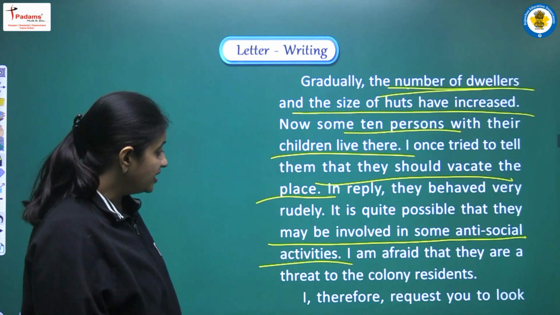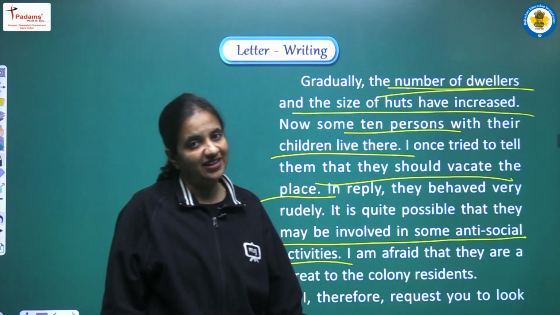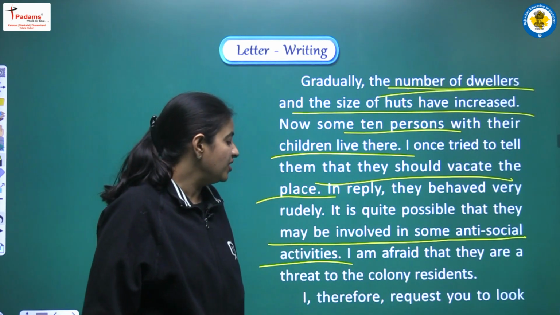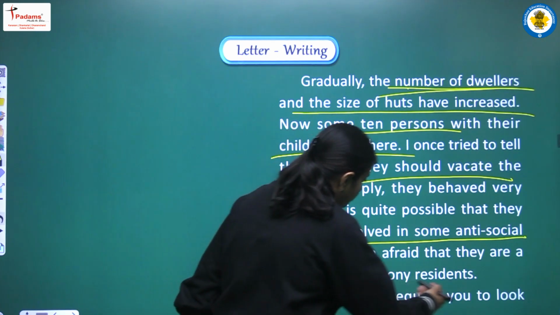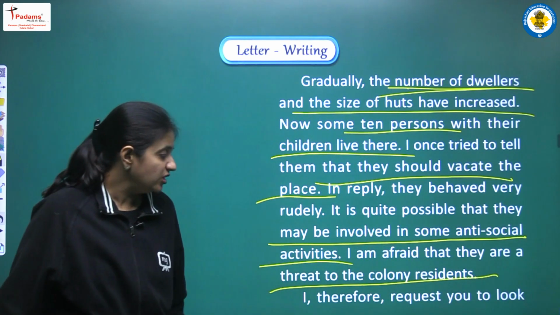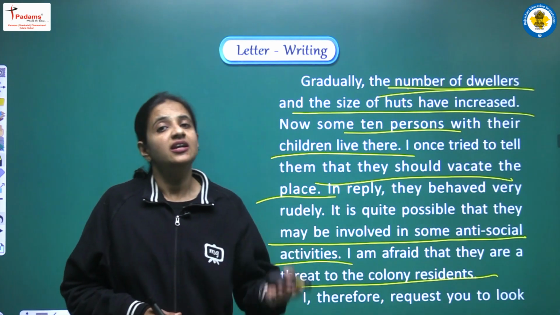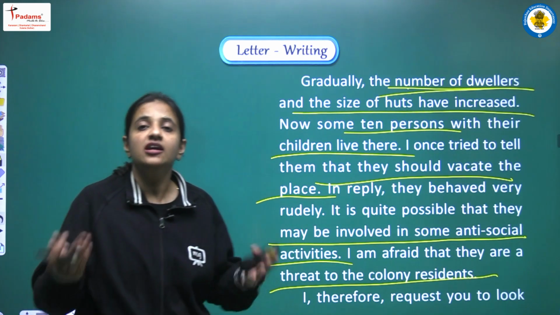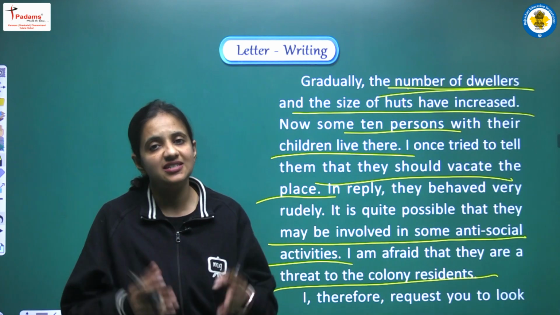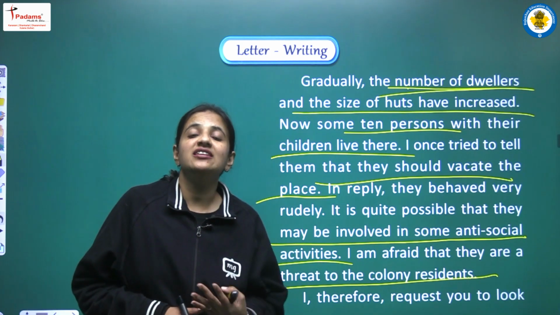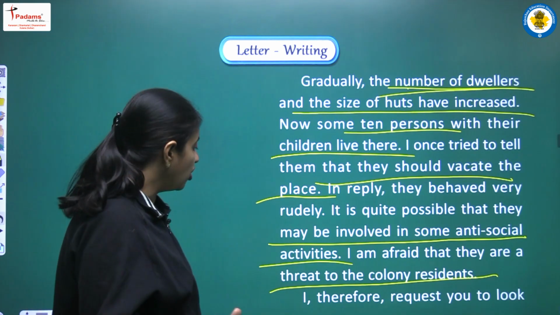I am afraid that they are a threat to the colony residents. And finally, we are writing that we are very much afraid. Why? Because these people can be a threat to the colony residents, because they have very rude behavior, they behave in a very bad manner. So maybe they are involved in some antisocial activities, and this is the reason they are a security threat towards the residents of this colony.